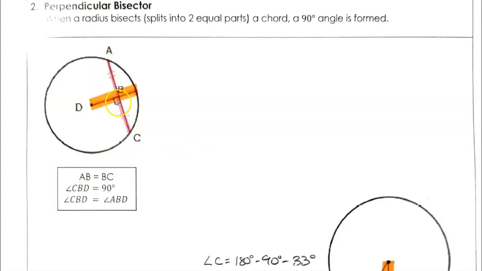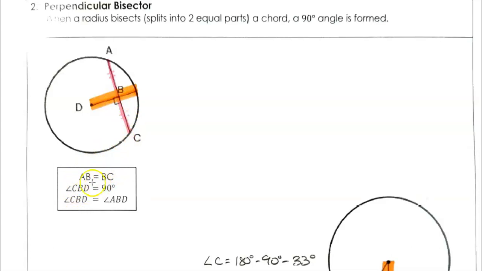AB, oh, I forgot the line. I should have put the line segment lines on top. Okay, so AB is equal to BC. So these two lines are equal to each other in length.